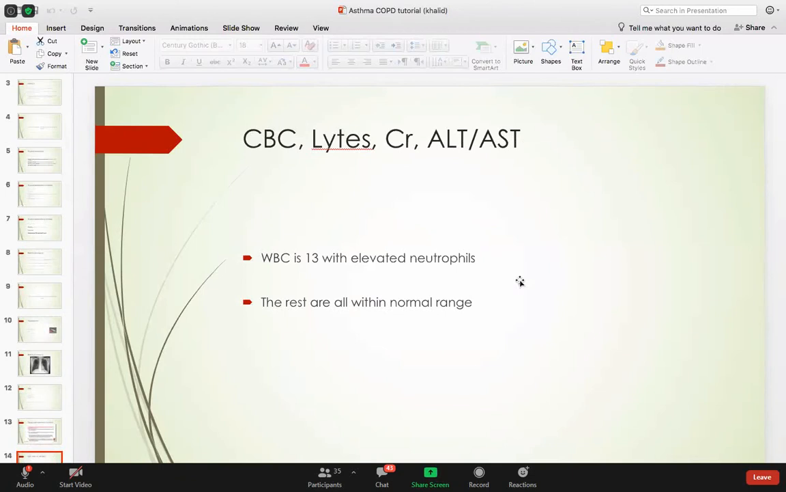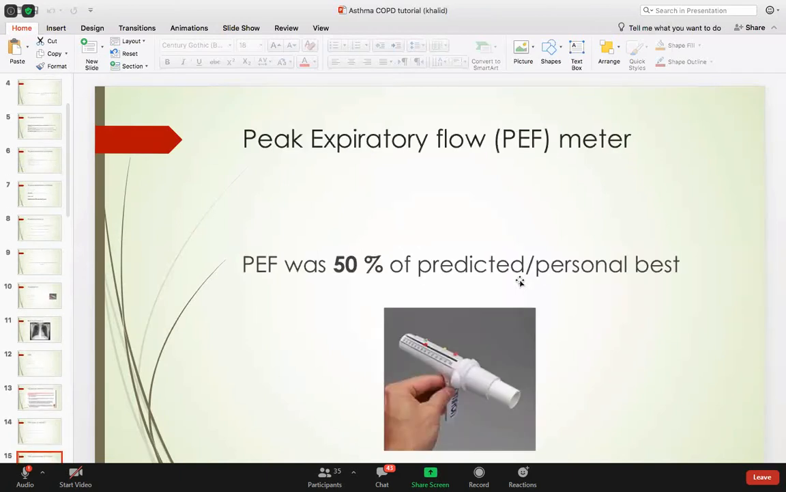Okay, so his white blood cell count was 13 with elevated neutrophils. The rest are within normal range. His peak expiratory flow was 50% of his predicted or personal best. I'm just going to explain what that means.